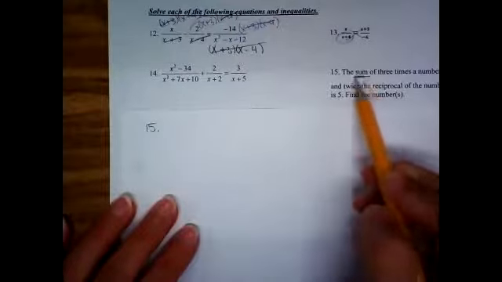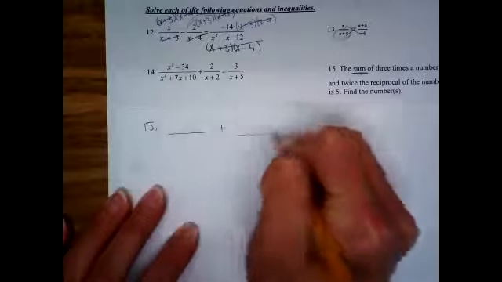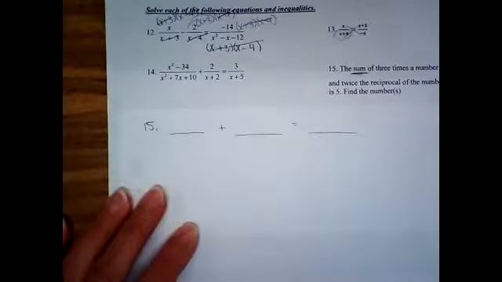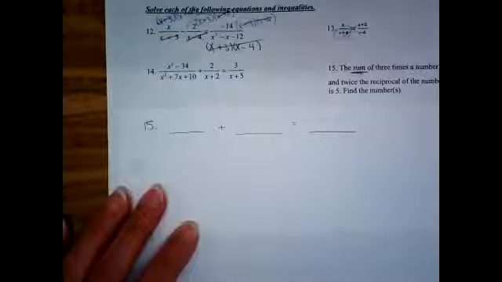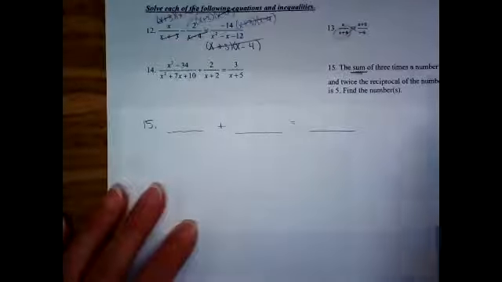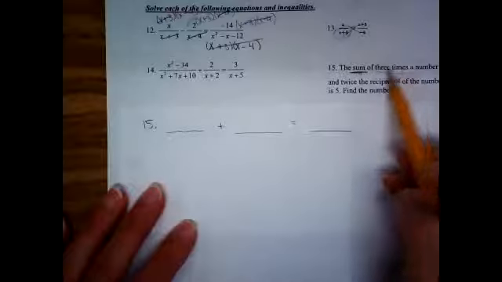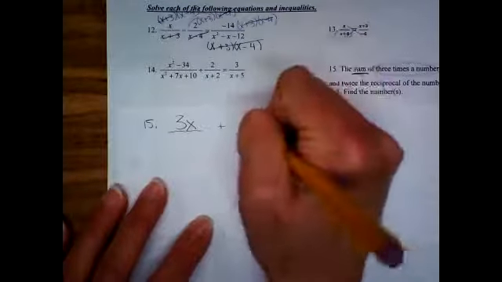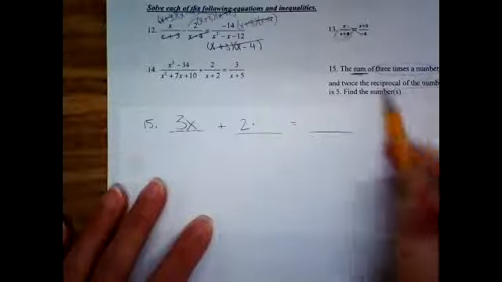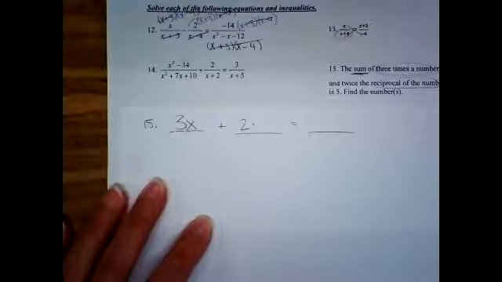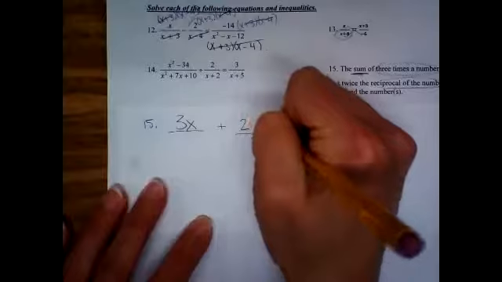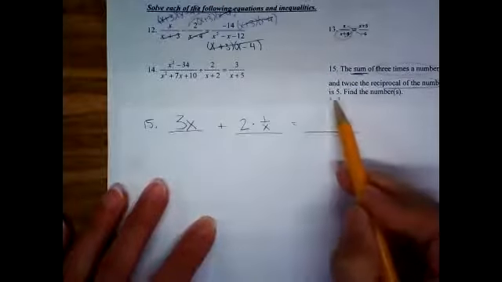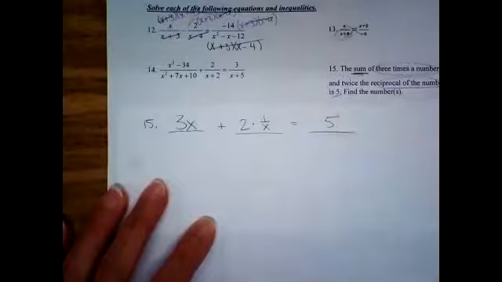Now it says sum. What does sum mean? Adding. So you're going to have something plus something equals something else. If you even just want to set it up like that, you don't have to, I'm just saying that's what it's going to be. All right, how would we write 3 times a number? 3x, that's what goes on the first line. Twice, that means 2 times the reciprocal of the number. How do I do the reciprocal of x? 1 over x, good.